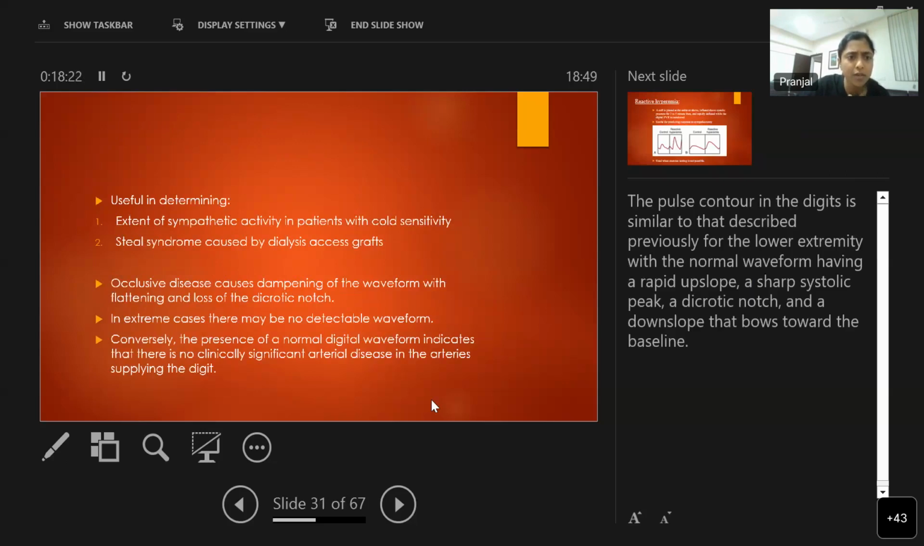It is useful in determining the extent of sympathetic activity in patients with cold sensitivity, and it is useful in determining steal syndrome caused by dialysis access grafts.